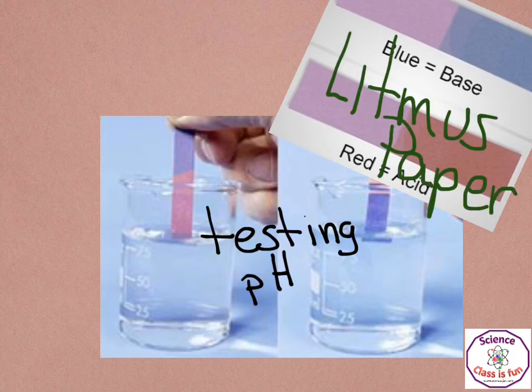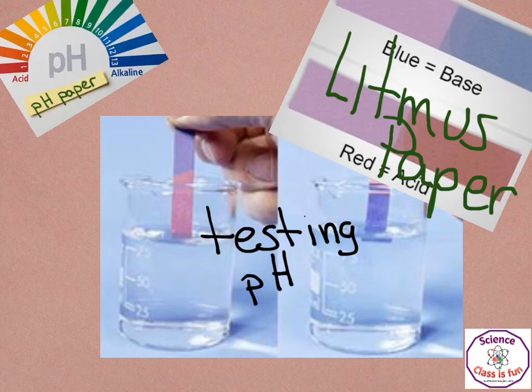Then there's another type of paper called pH paper. pH paper is totally different than litmus paper. Litmus paper only tells you if it is an acid or a base. That's it. pH paper can actually tell you if it's an acid, if it's a base, and what exactly it is. Is it a 4 or is it a 1? Litmus paper will only tell you if it's an acid. It's not going to tell you if it has a pH of 1 or a pH of 6. But pH paper can tell you the actual level.